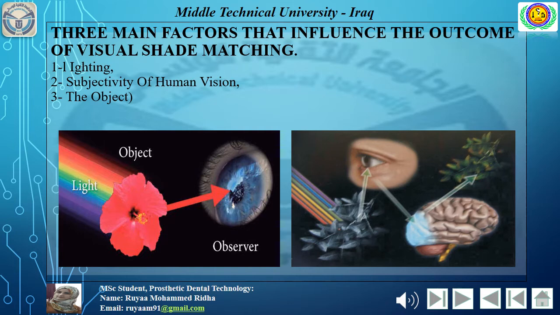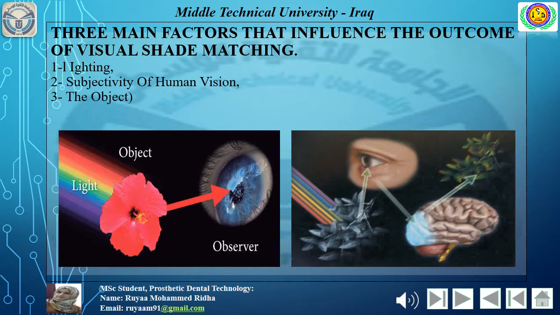Light is necessary for color to exist. The quality and quantity of the light source and environment during visual shade matching of the teeth are important. Remember, the ideal light source for visual shade matching must be controlled, stable, and constant, and standard full spectrum lighting rather than daylight.